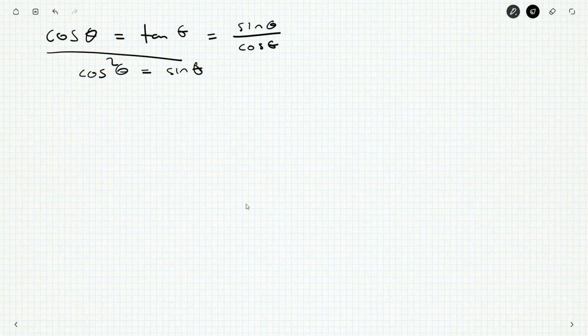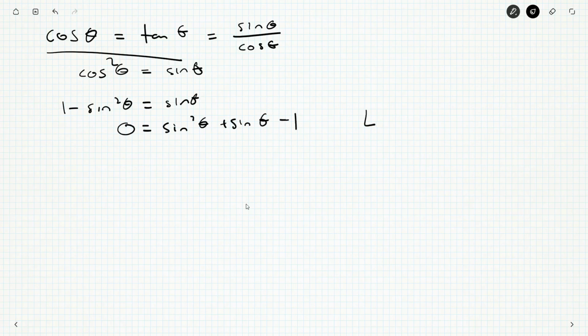Now we just want to talk about sine theta, so I'm going to rewrite this as 1 minus sine squared theta. And now I've got a quadratic in sine, so I'm going to bring everything over to the other side. It'll be minus 1. And now I'm going to say let x equal sine theta. So 0 is equal to x squared plus x minus 1.